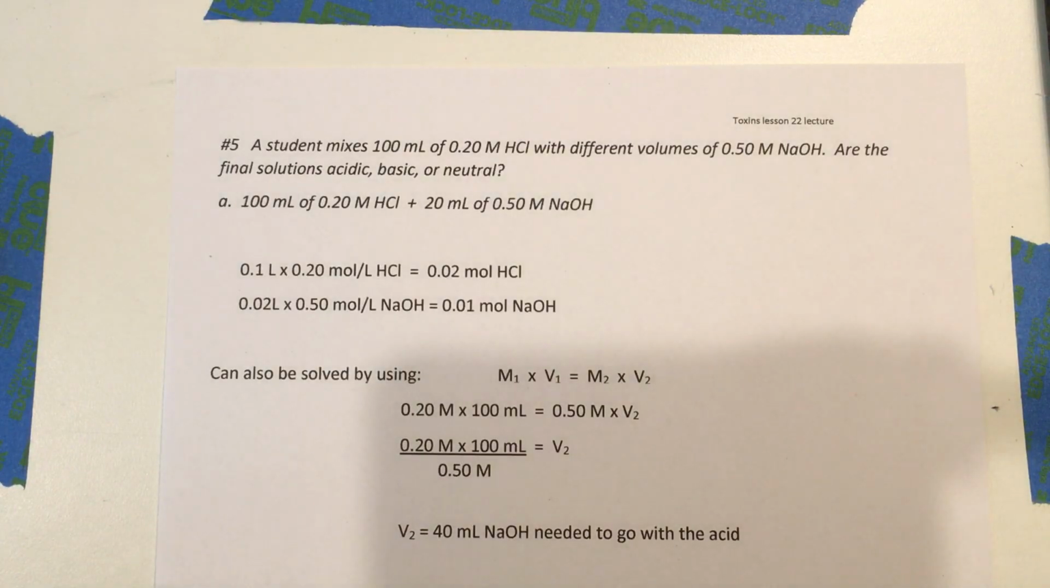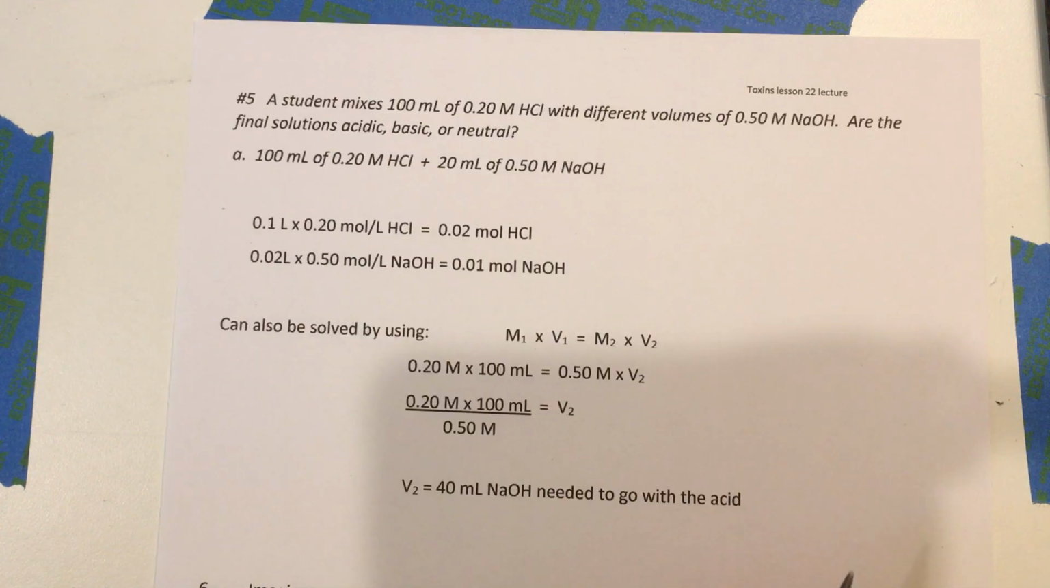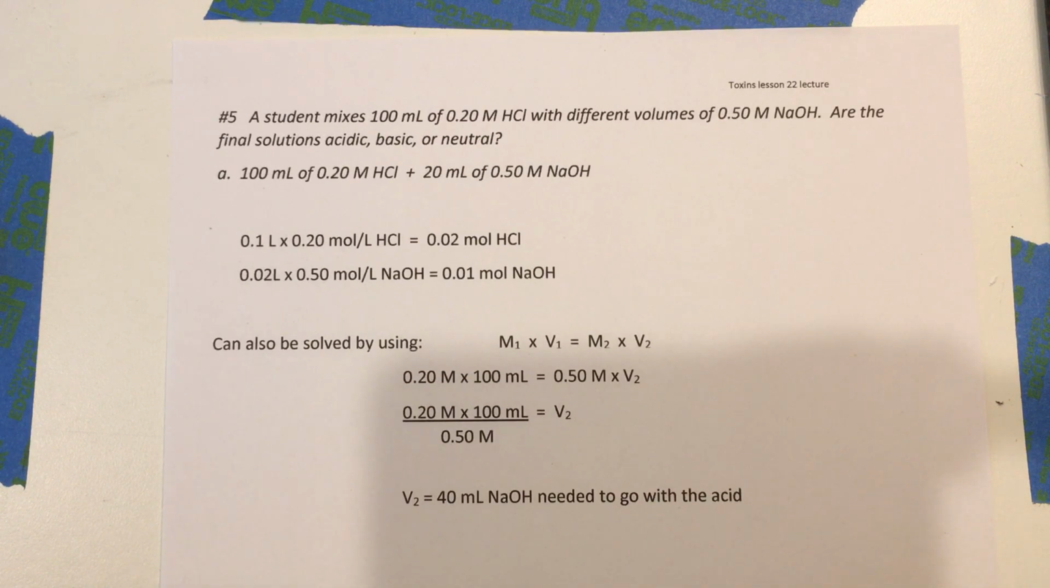Okay, and finally, 2 more problems to do. This is problem number 5. Problem number 5 says a student mixes 100 milliliters of 0.2 molar hydrochloric acid with different volumes of 0.5 molar NaOH. Are the final solutions acidic, basic, or neutral?